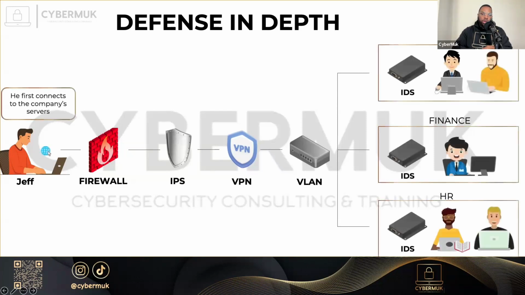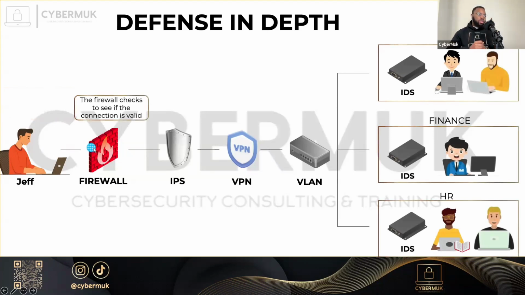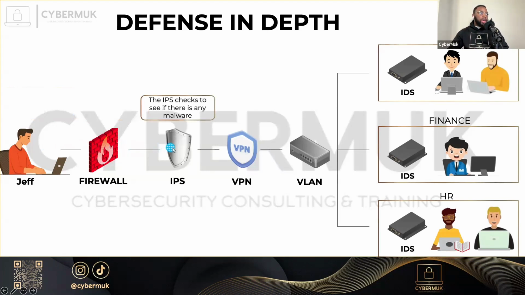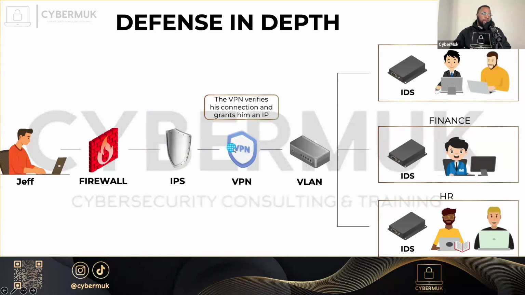So what happens when Jeff first connects to the company servers? First, he goes through a firewall. The firewall checks if the connection is valid, if his IP address is authorized to get into the network. Then it goes through the IPS, the intrusion prevention system, to check if that's an intrusion, if that's unauthorized, if there is any malware. It checks for a few things. Then he goes into the VPN and the VPN verifies his connection. And then you will grant him an IP address for him to be connected to the internal network.